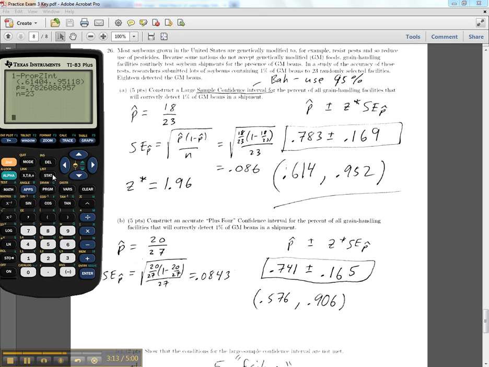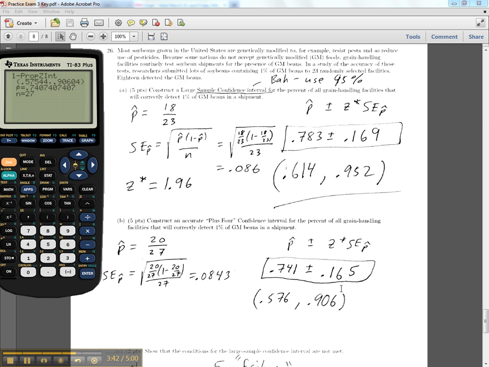So to do that, we'll go back to stat, test, go back to one proportion z interval, and we'll just add 2 to the 18. So instead of 18, we'll go 20. All right? And then 23 plus 4 is 27. So our new n is 27. And then we're still doing a 95% confidence interval. And we'll calculate. And there's your new interval from 0.576 to 0.906.